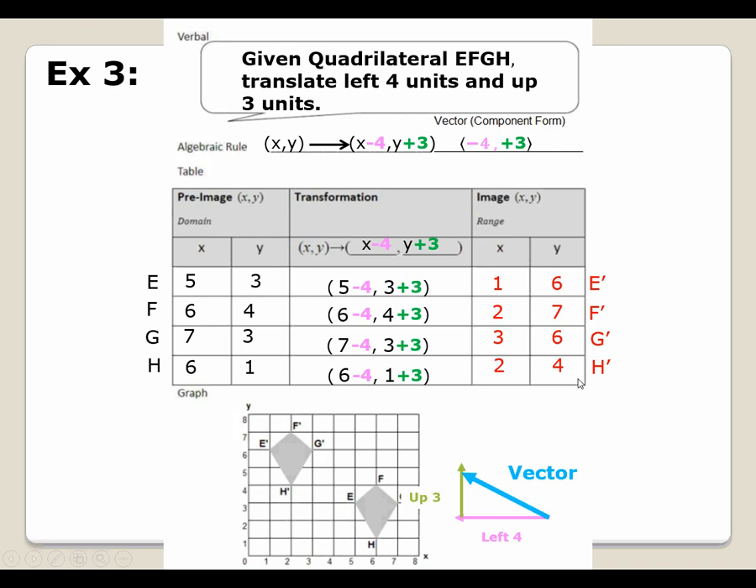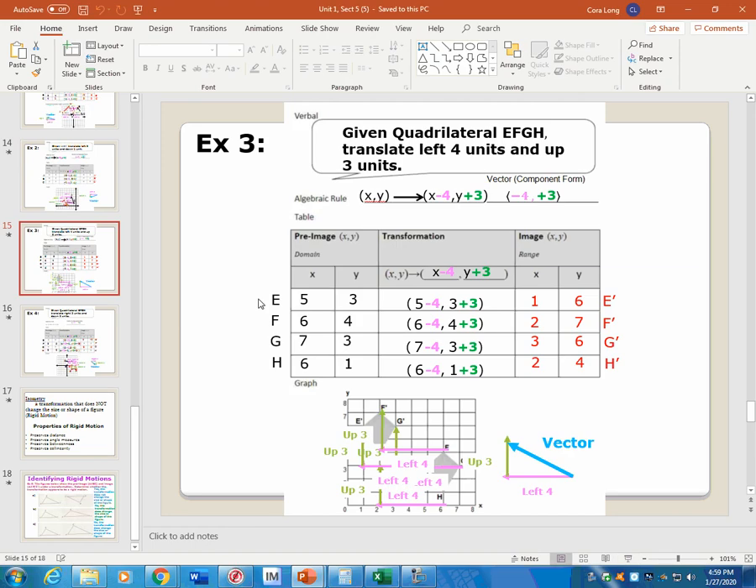Which means that we looked at our graph properly and found the points correctly. So that's awesome. So guess what, you guys? Example 3 is done. Nice job, you guys.